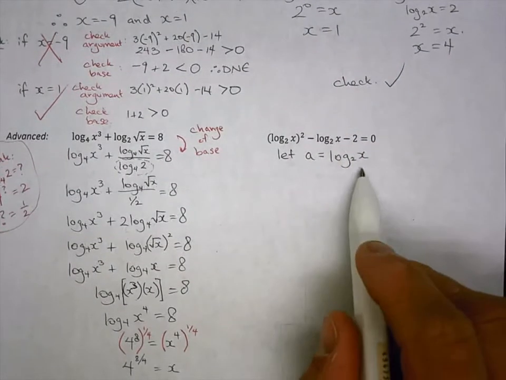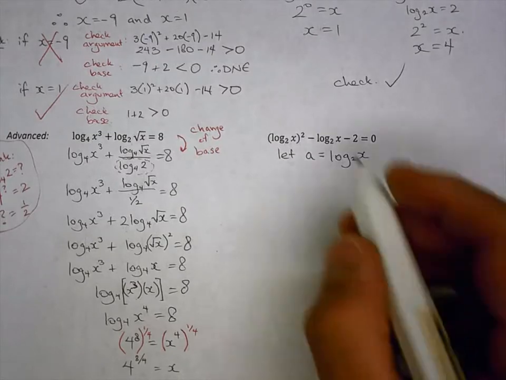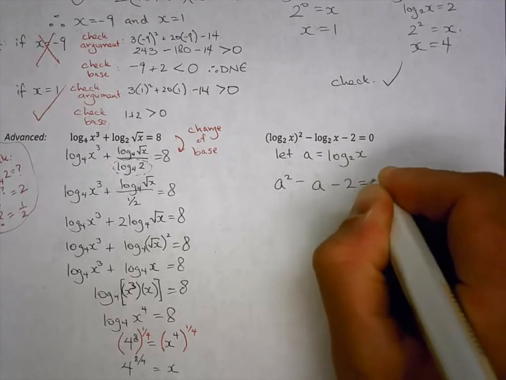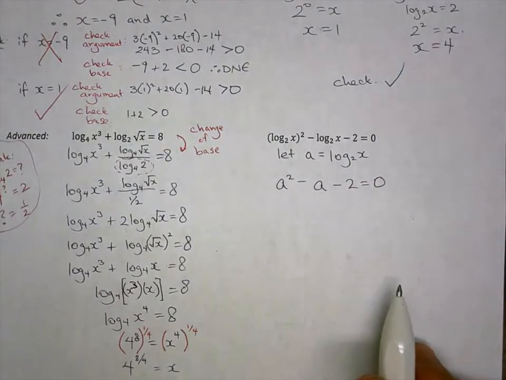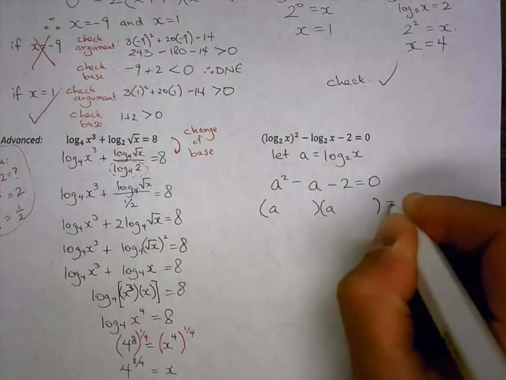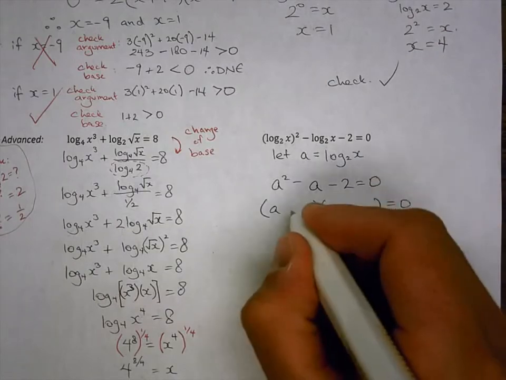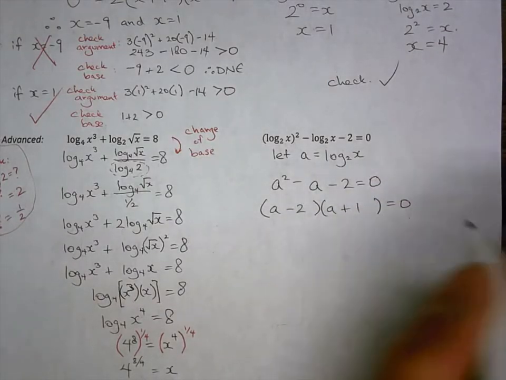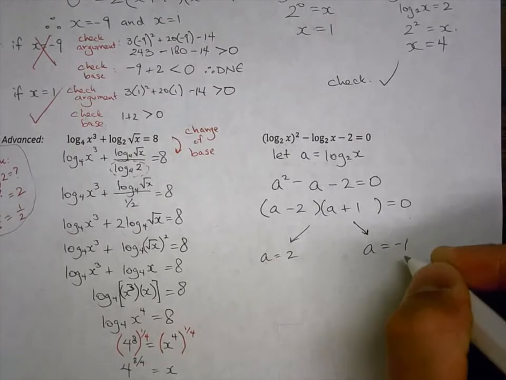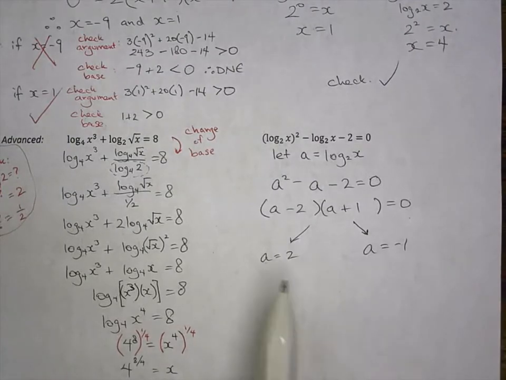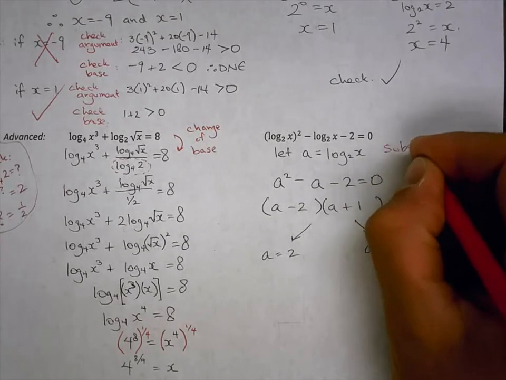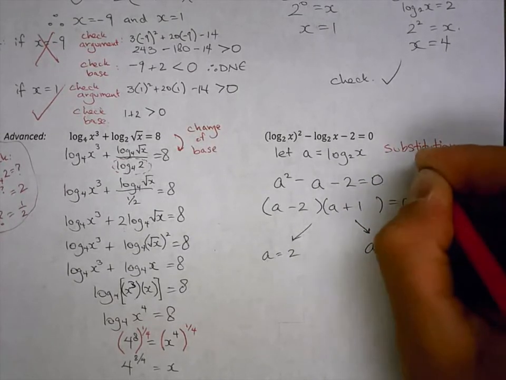So I'm saying, hey, I'm going to replace all of these things with a. So I have a squared, this becomes minus a, this stays as 2. Now I'm going to solve this question, which is just a quadratic, a nice one actually. Let me see if I can factor it by inspection. So I have minus 2 here, and I have plus 1 here. So I end up with a is equal to 2, and a is equal to negative 1. Now here's the only thing about solving with substitution. I'm going to call this substitution method.